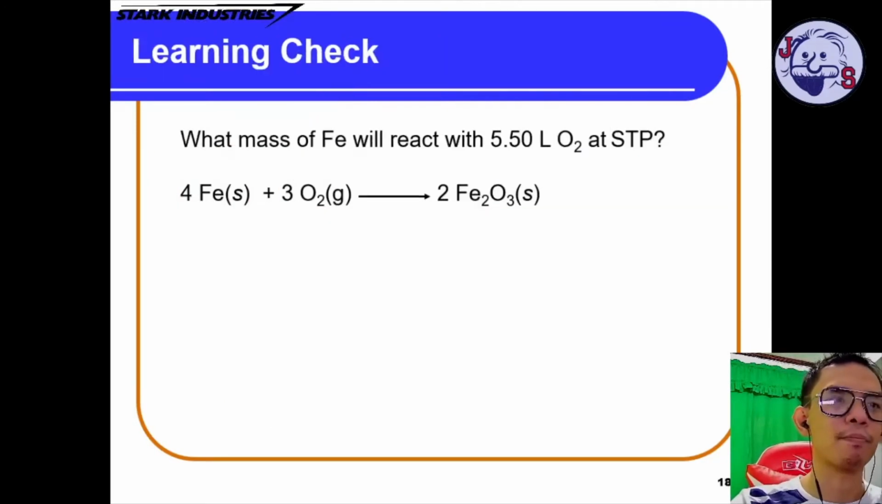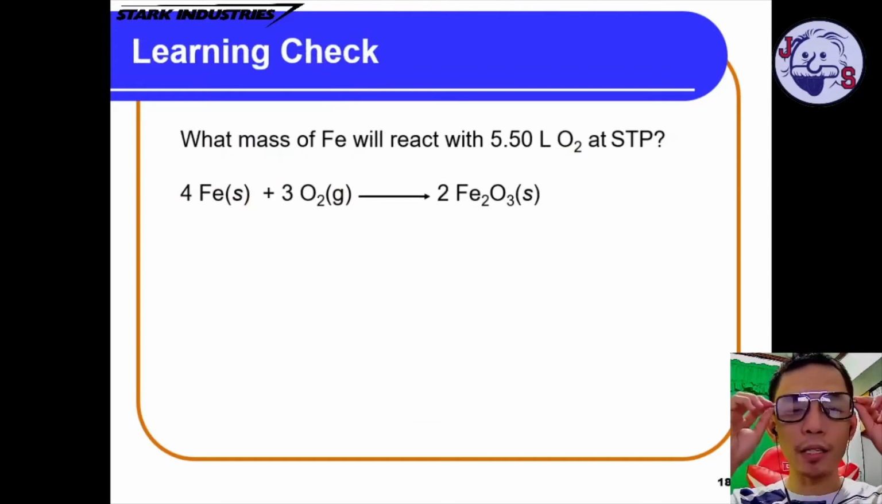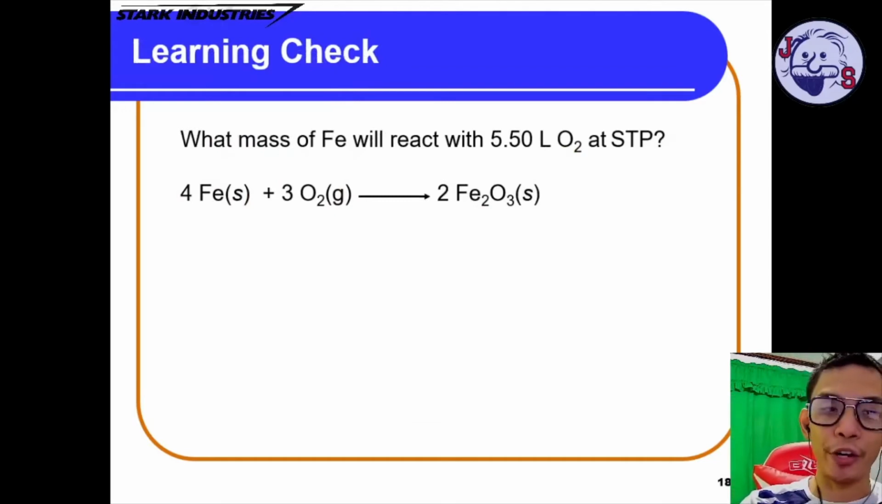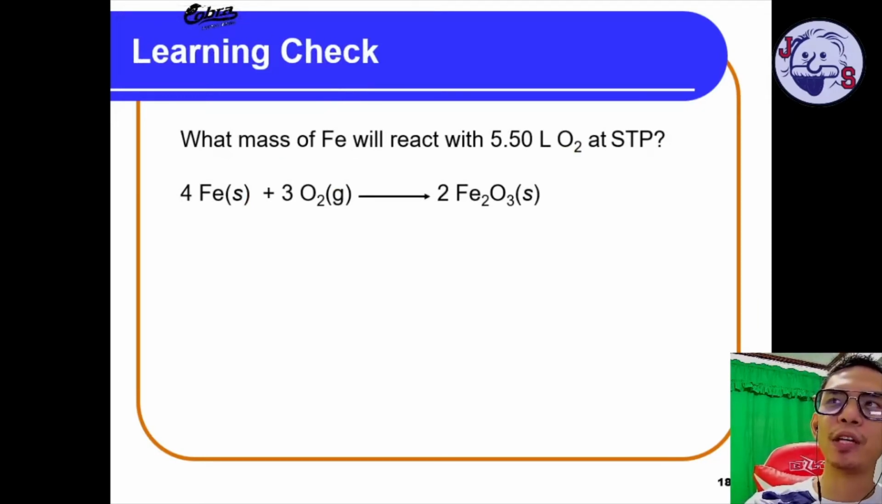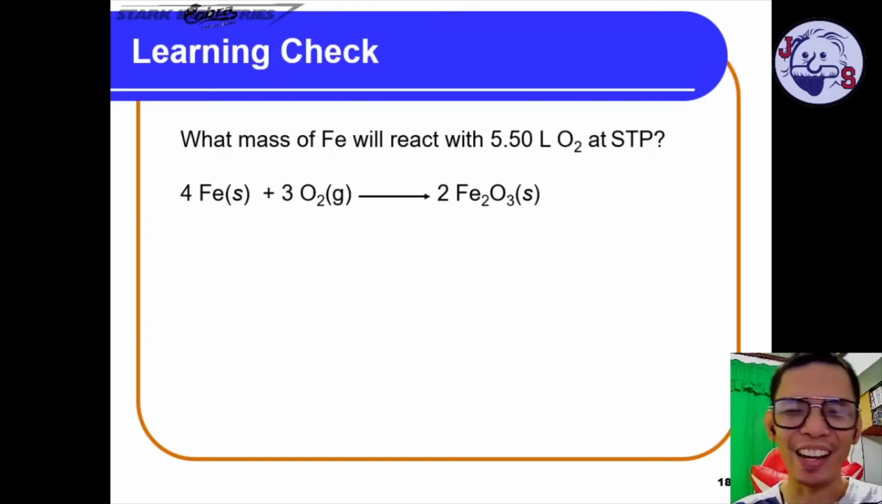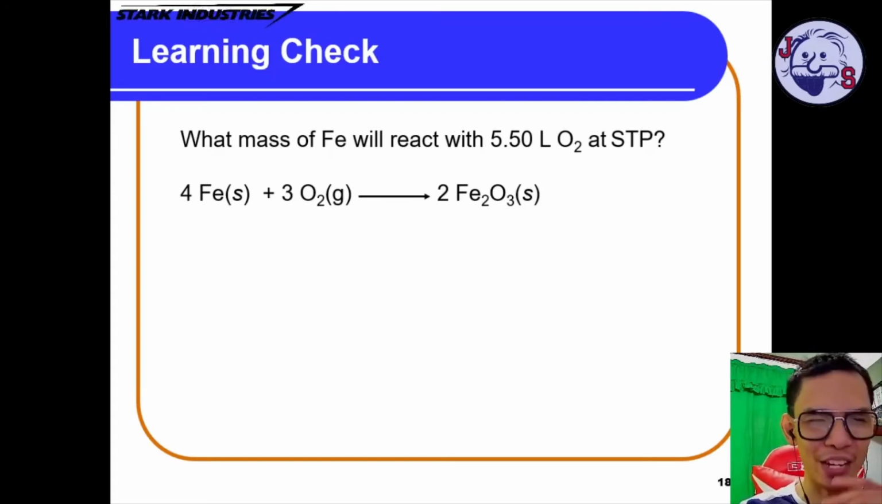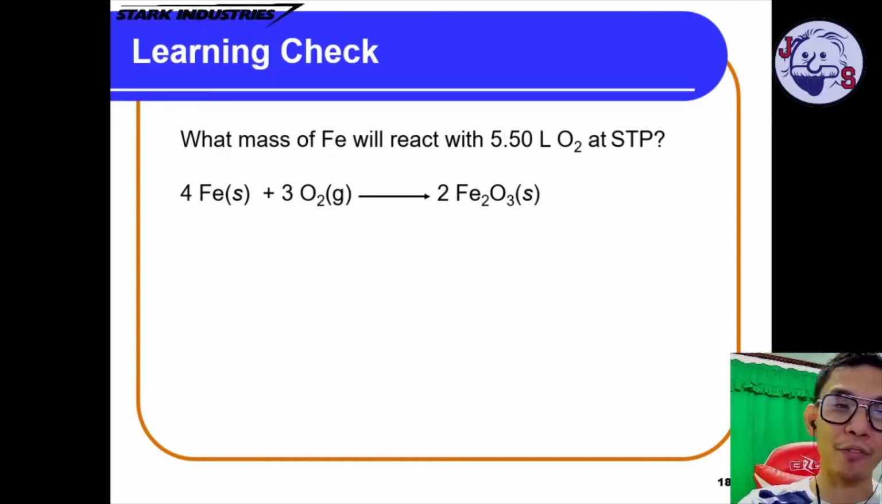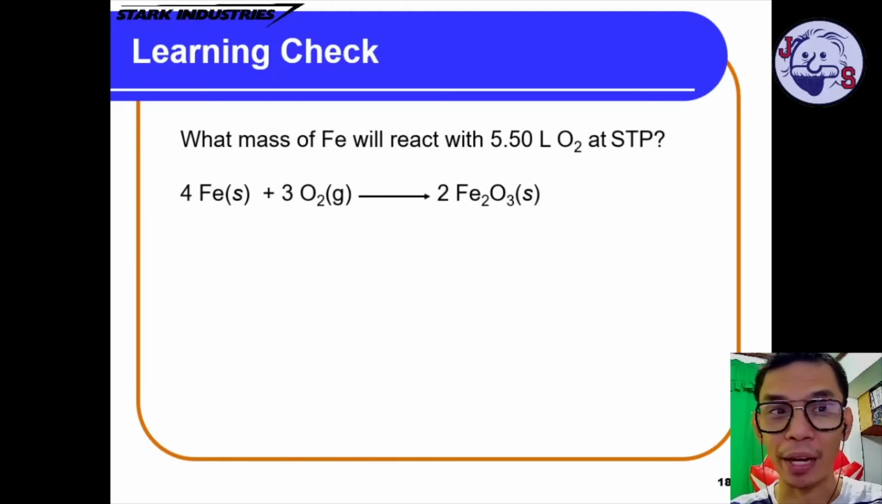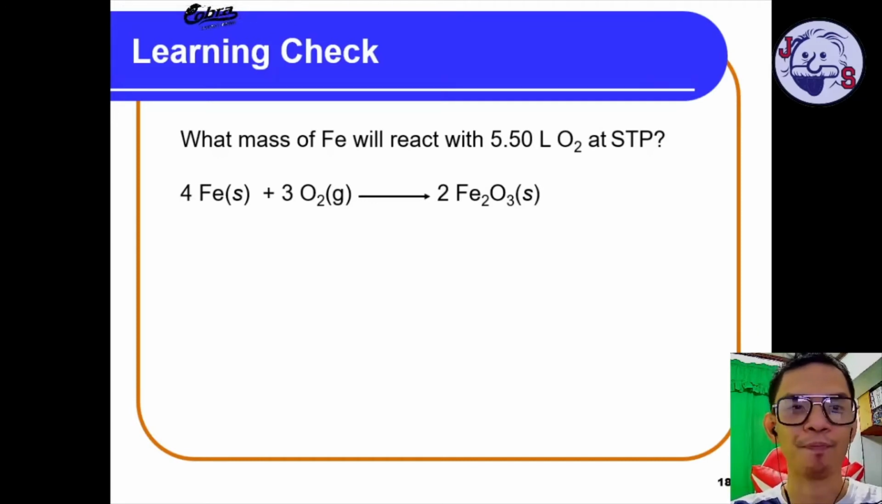Okay, next one. The next part asks: what mass of iron will react with 5.50 liters of oxygen at standard temperature and pressure? This is the chemical equation given to us, and the first thing to do is check if the chemical equation is correct.